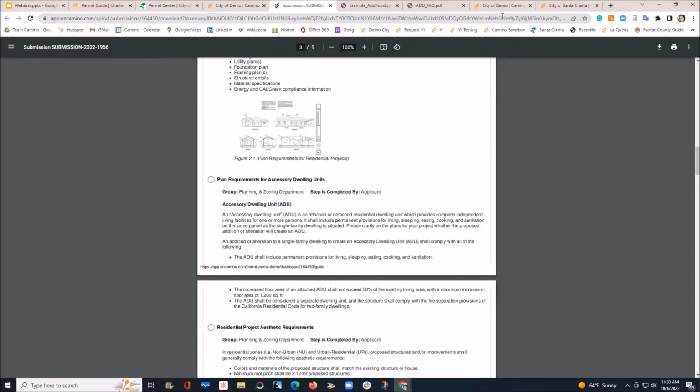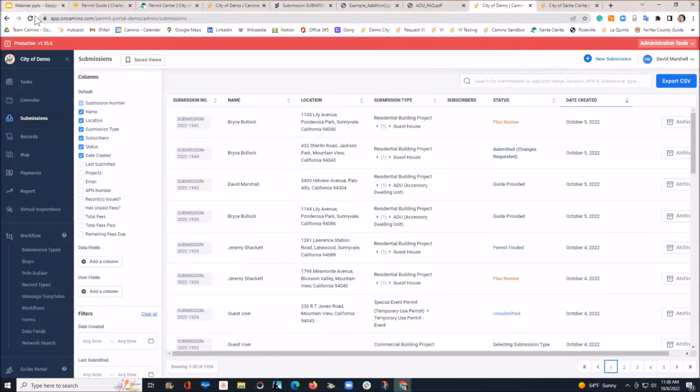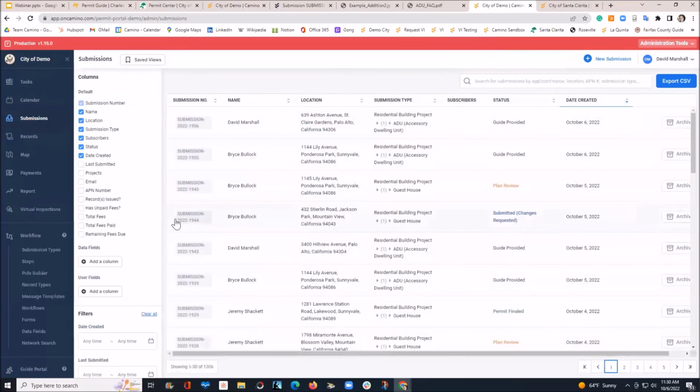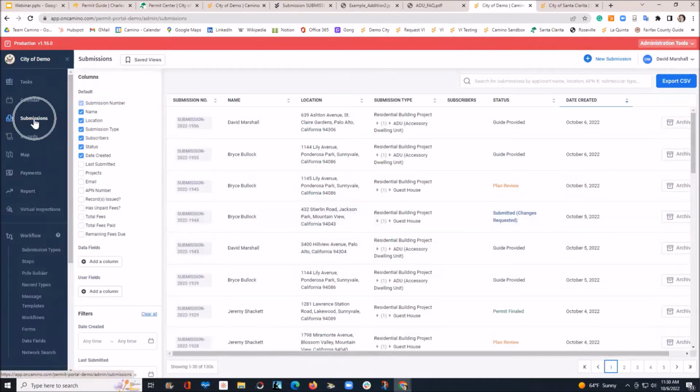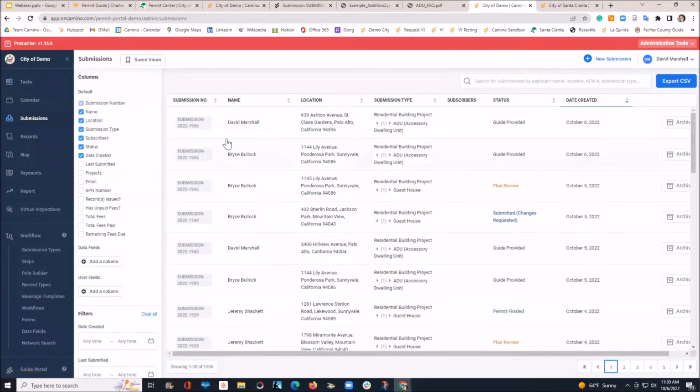So we have that. This is the front end piece, obviously, but now we can also go into the back end of the system. So as permit staff, you might get a call from someone, and we have all our submissions here. And you might get a call from someone saying, "Hey, I just generated a guide and I have a question on what was given to me."